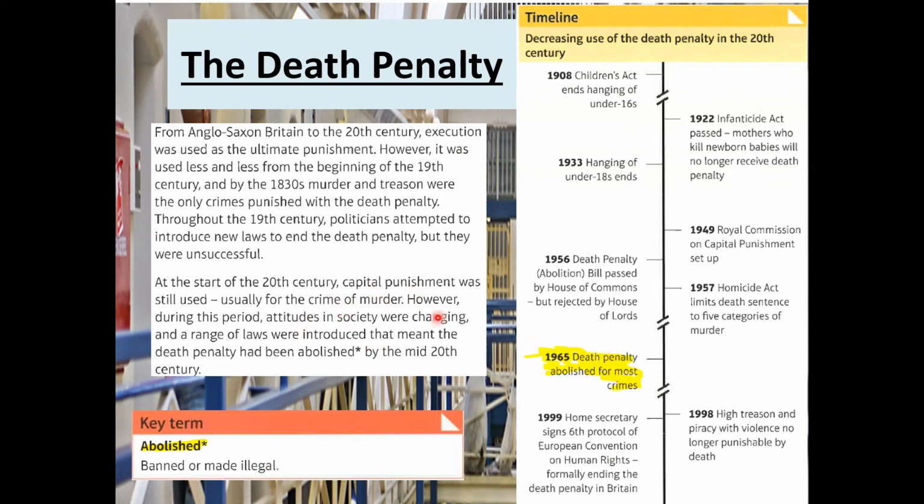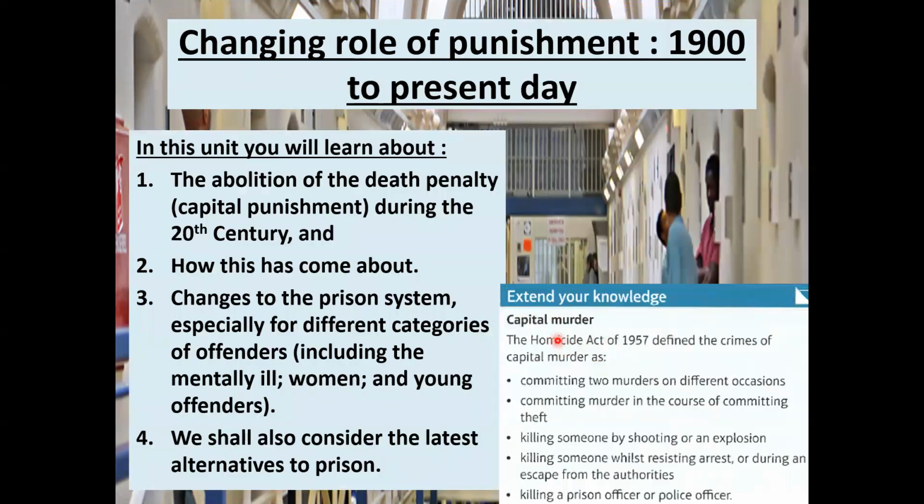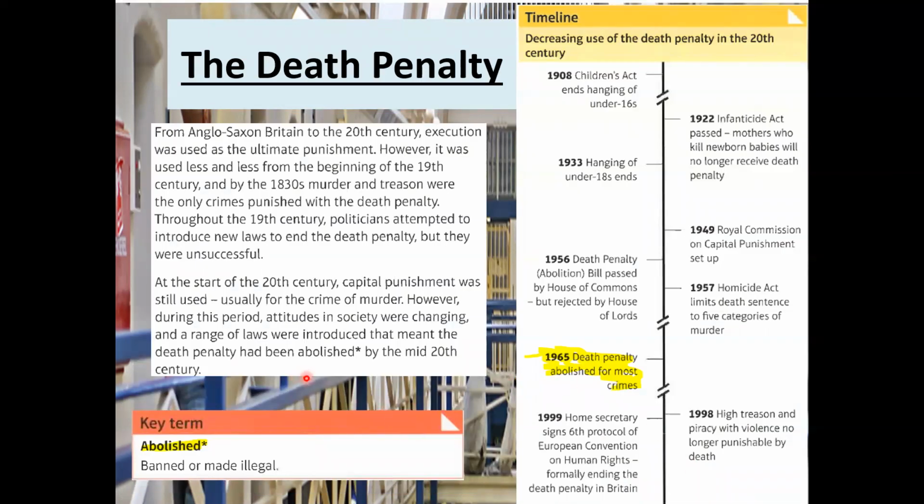It was still used normally for things like murder and capital crimes. So remember capital murder: committing murders on two different occasions, murder in the course of committing theft, killing somebody by shooting or explosion, killing somebody while resisting arrest or during an escape from authorities, or killing a prison officer or police officer. We're going to be looking at a case study of a man called Derek Bentley, who was one of the last people to receive the death penalty.